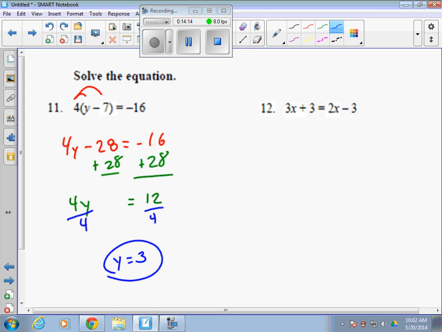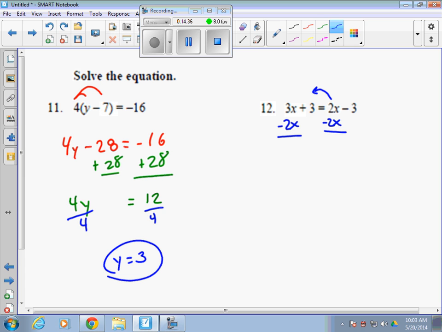The difference between number 11 and 12, other than there's no distributing in 12, is there's an x on both the left and the right side. You want to bring the smaller x over to the larger x side. 2 is smaller than 3, so we want to bring that one over. It's positive 2x, so subtract it. If you subtract it there, do it on the left.